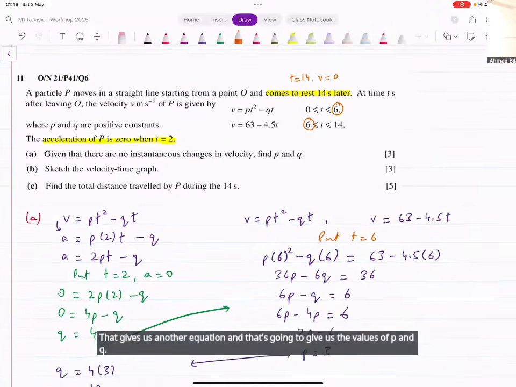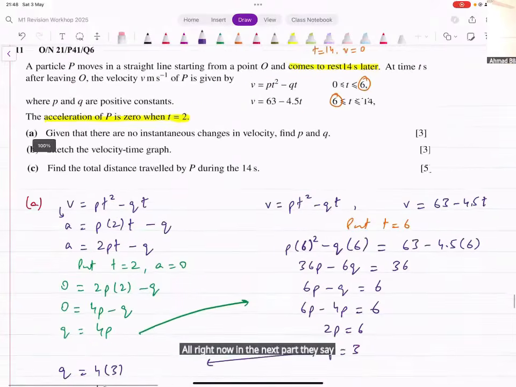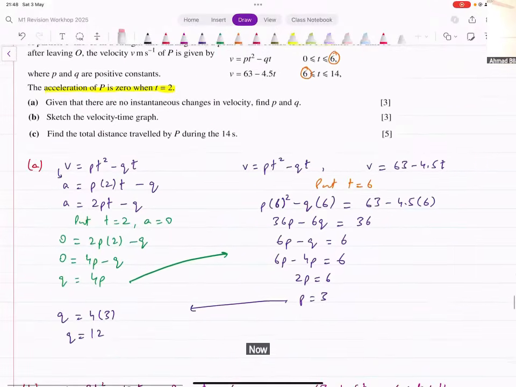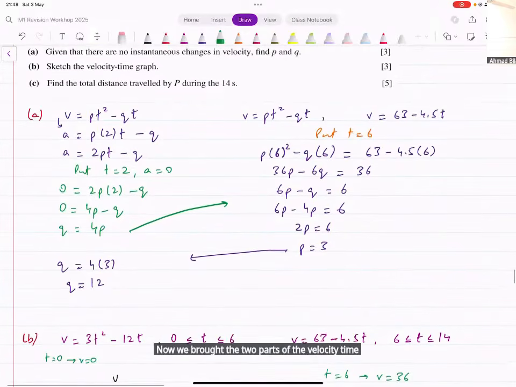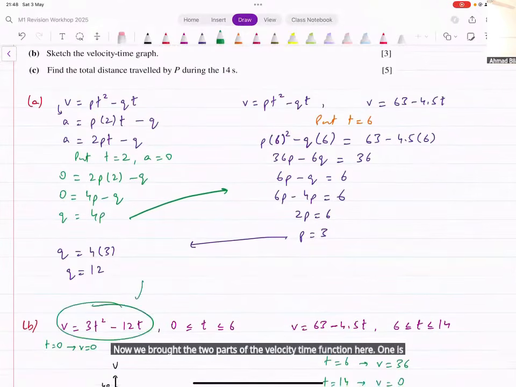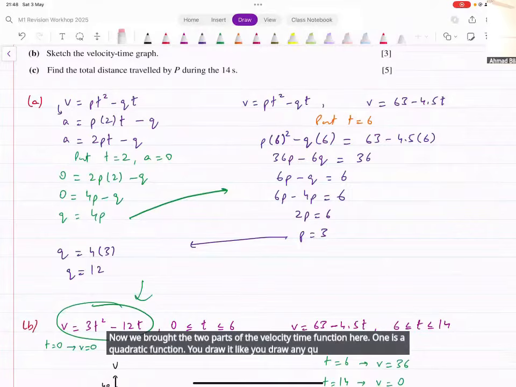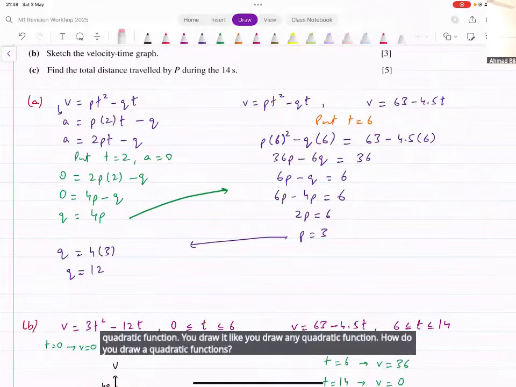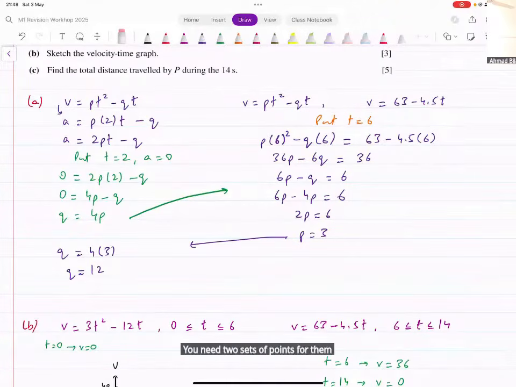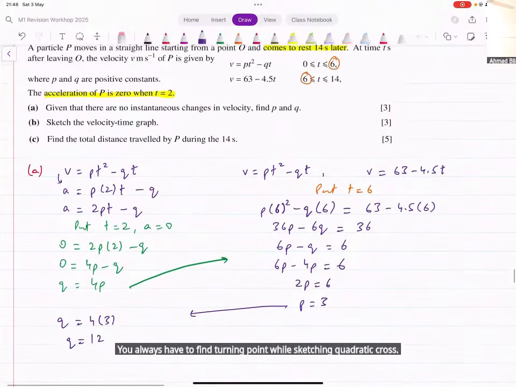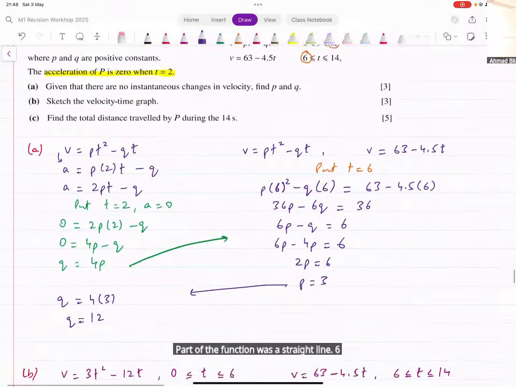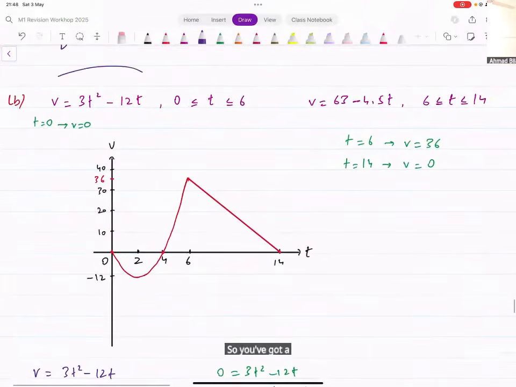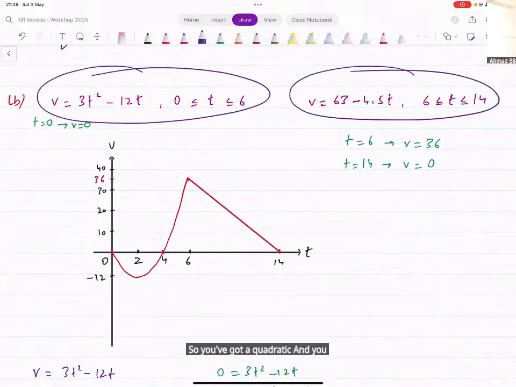All right. Now in the next part, they say, sketch the velocity time graph. Now we've got the two parts of the velocity time function here. One is a quadratic function. You draw it like you draw any quadratic function. How do you draw quadratic functions? You need two sets of points for them: turning points and intercepts. You always have to find turning point while sketching quadratic graphs. The second part of the function was a straight line, 63 minus 4.5t. So you've got a quadratic function and you've got a straight line function.